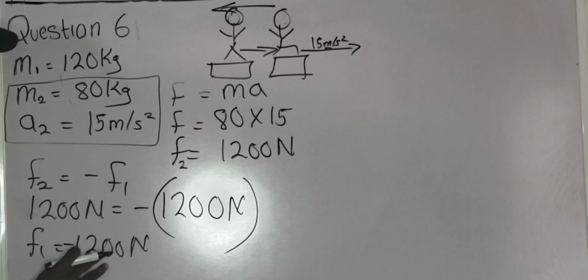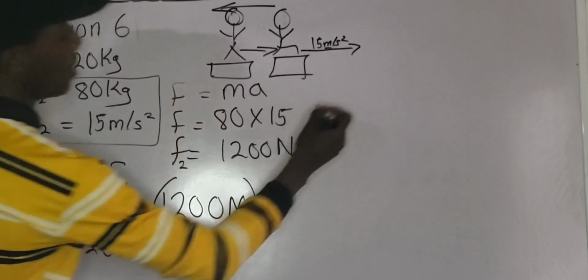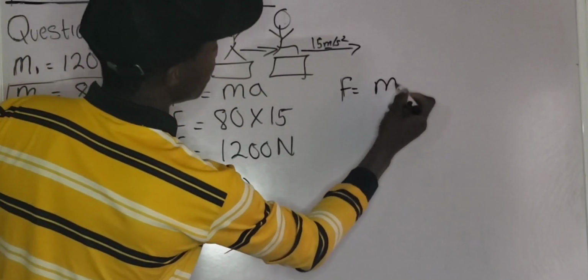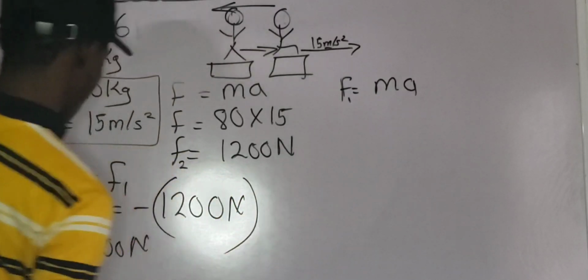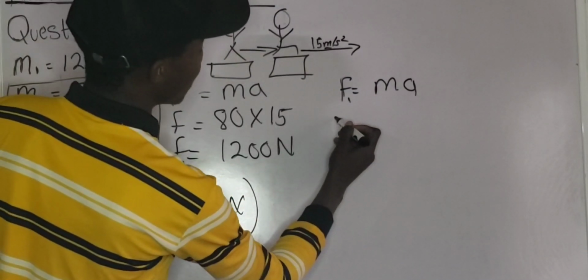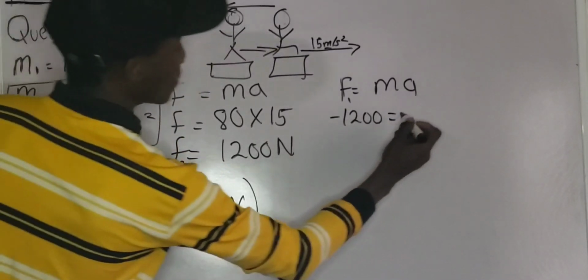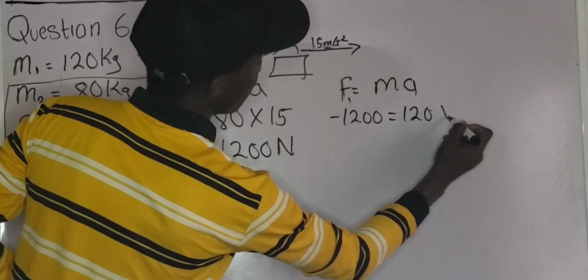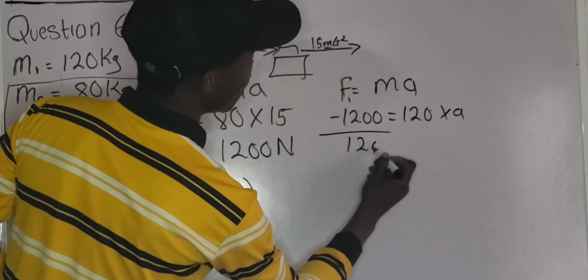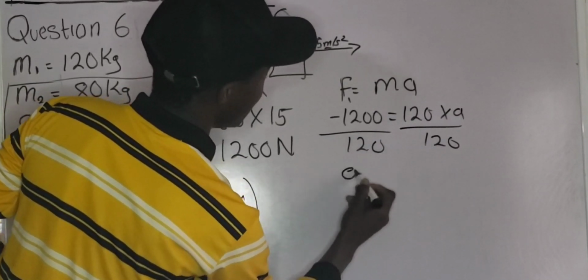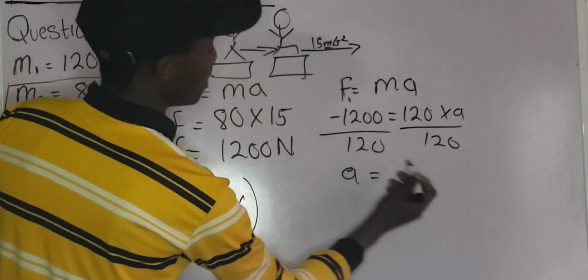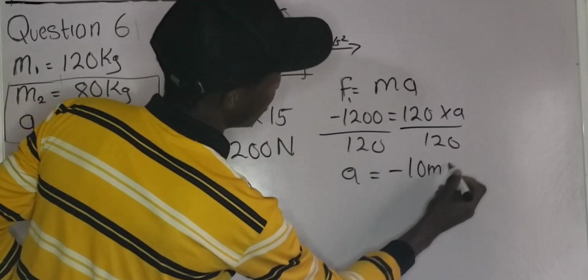This is 1200. Now we can determine the acceleration of the 120 kilogram skater by using the same law, F equals ma. That is F1 now. F1 is negative 1200 Newton. So negative 1200 is equal to mass, which is 120 kilogram, multiplied by a. So I'm going to divide both sides by 120. That is, a is equal to negative 10 meter per second squared.